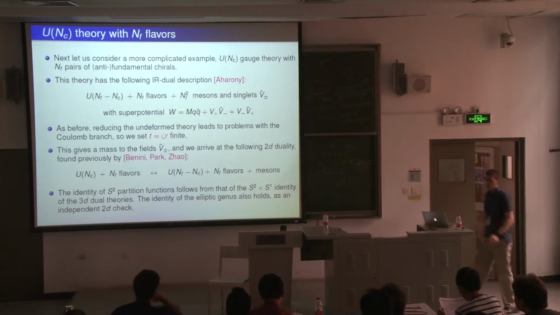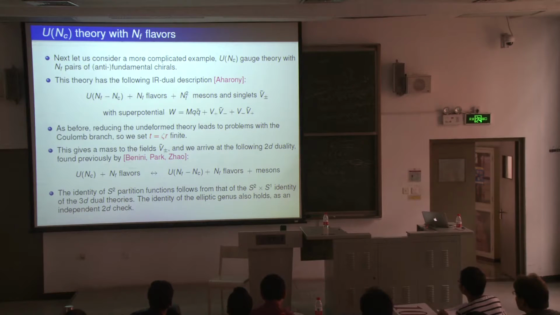Okay, so now I want to move on to a more complicated example. Let's look at a non-abelian theory, U(N_C) with N_F flavors. This theory has a 3D IR dual description due to Aharony of U(N_F minus N_C) with N_F flavors and some additional singlet fields. As before, to avoid the complications with the Coulomb branch, we're going to turn on a non-zero FI parameter. After analyzing what happens, you find in 2D the following duality.